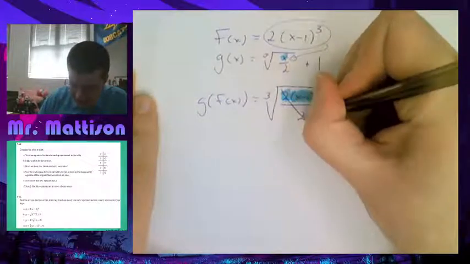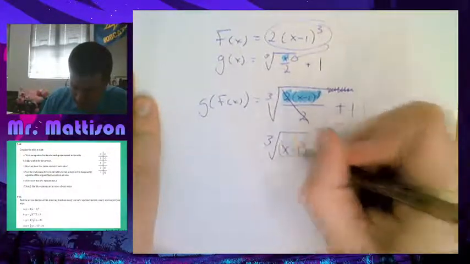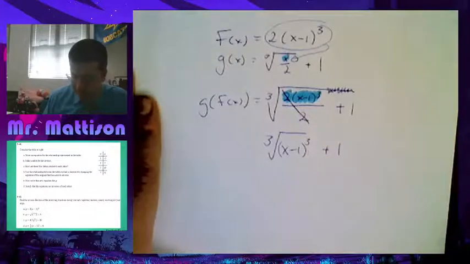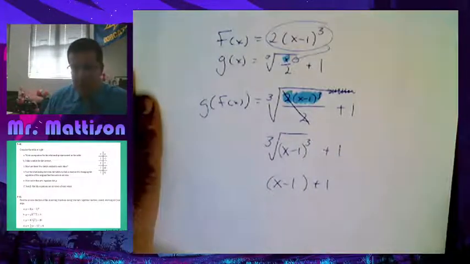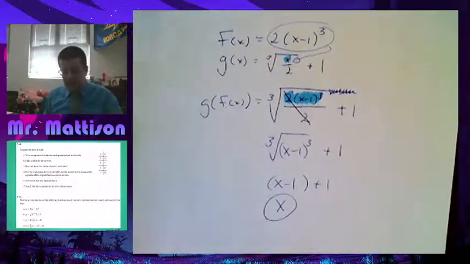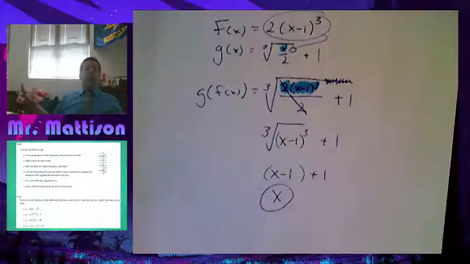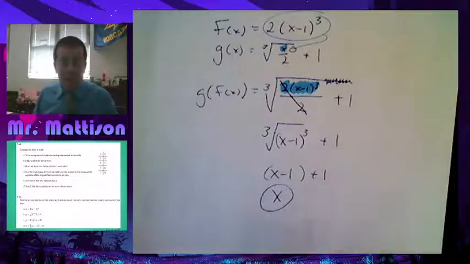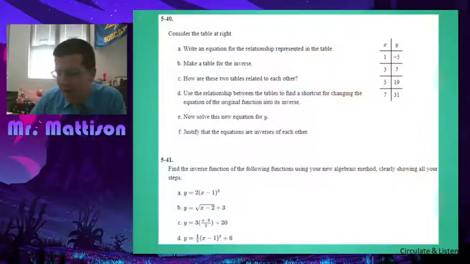Well, 2 and 2 are going to cancel, so I've got the third root of (x minus 1) cubed plus 1. The third root of a cube is going to cancel out again, so that's just x minus 1 plus 1. Well, minus 1 plus 1 is 0, so that's just x. And there we go. Meaning, if I plug in x, I get out x. So that works for everything. That tells me, hey, I've got myself an inverse here. Now that should happen for any one of those pairs you will get. So hopefully we are seeing that happen.